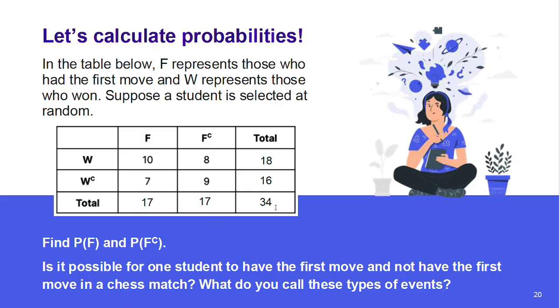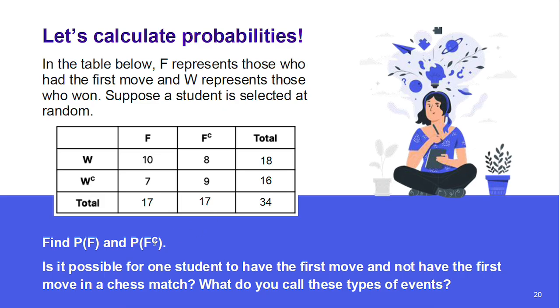Here's the totals, and then 34, this box right here, is the total that were sampled, or the total that we're talking about here. So find P of F and P of F complement. So what's the probability that the student moved first and the probability that they didn't move first? Is it possible for one student to have the first move and not have the first move in a chess match? What do you call these types of events? Okay, these are complements of each other.